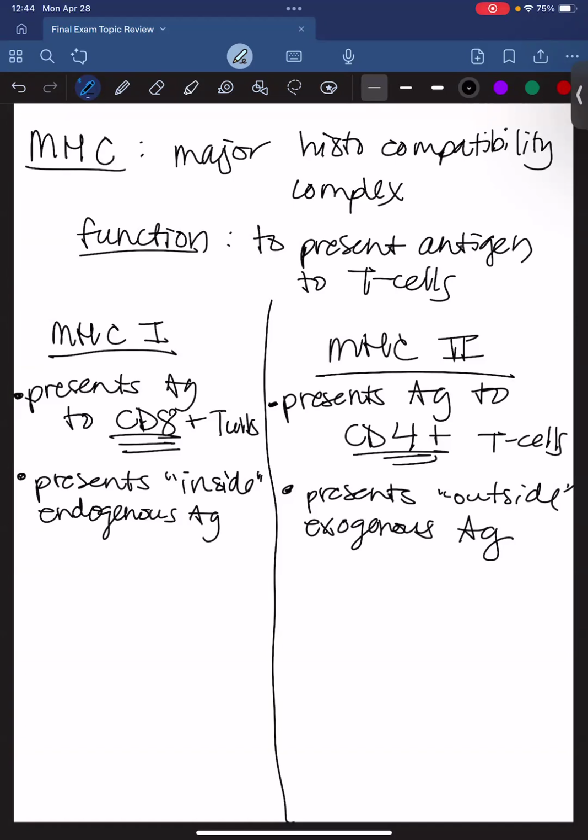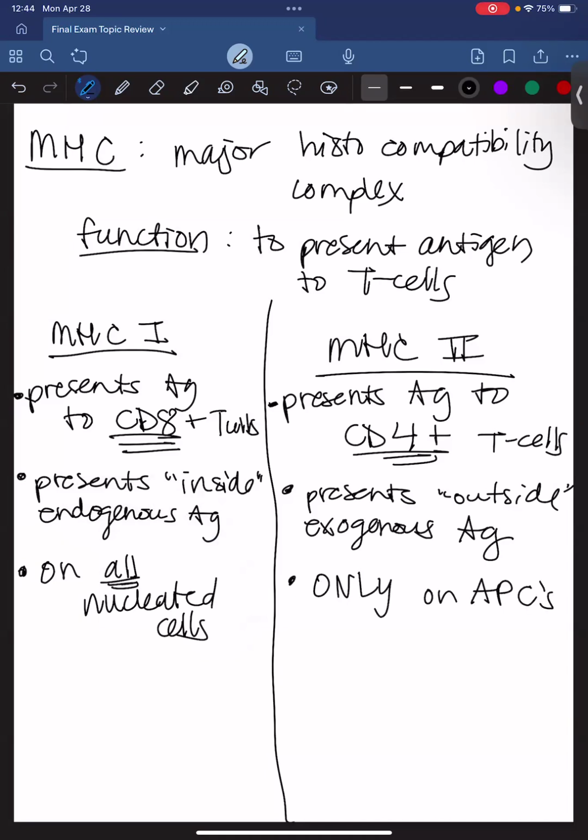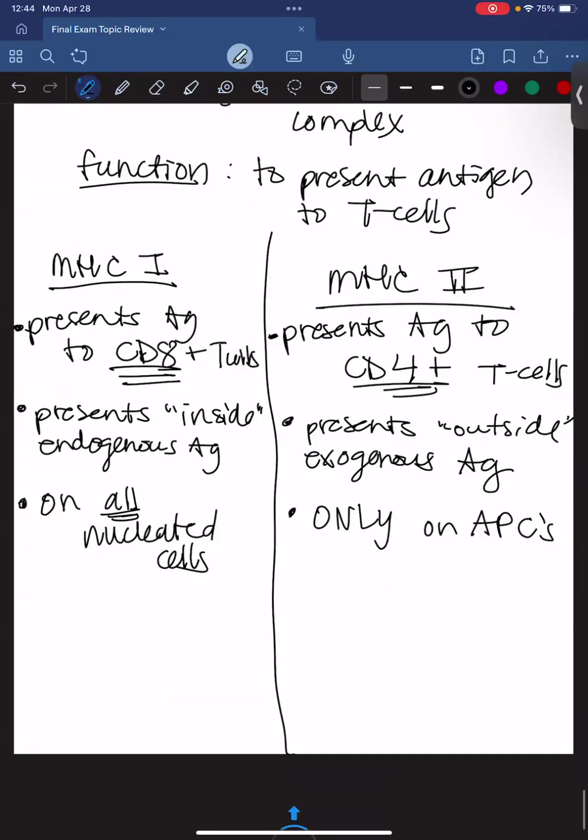All right, so this is MHC and its function. MHC1 is on all nucleated cells. MHC2 is only on antigen presenting cells. And this is how T cells interact with antigen, so let's move on to that. T cells only react to antigen presented on MHC by a presenting cell of some kind.